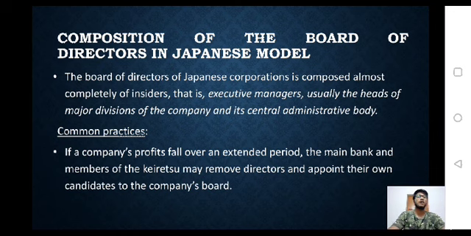So this is the composition of the board of directors in the Japanese model. The board of directors of the Japanese corporation is composed almost completely of insiders. We already discussed that the board always focuses on being constituted of insiders. The common practice of making the board is, if a company's profits fall over an extended period, the main bank and members of the keiretsu may remove directors and appoint their own candidates to the company's board. If the company's financial performance is not going great, then the bank itself appoints their own individuals to the company's board.